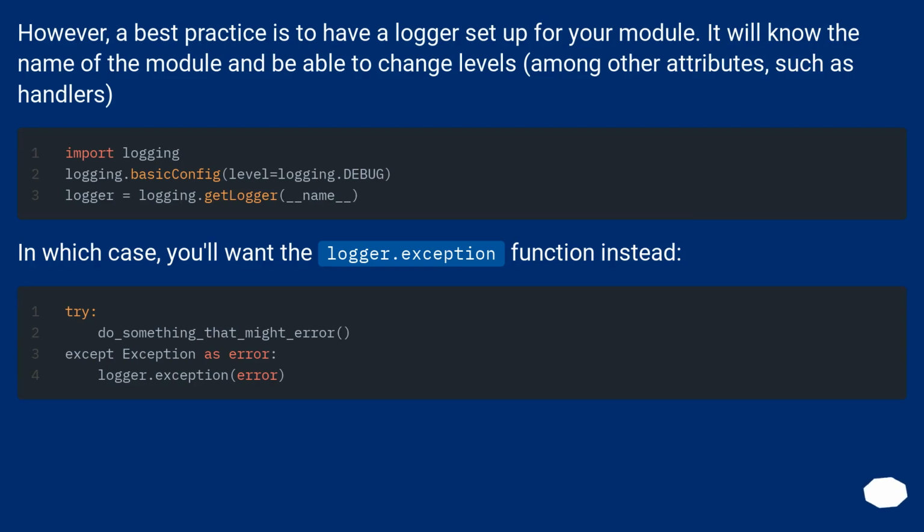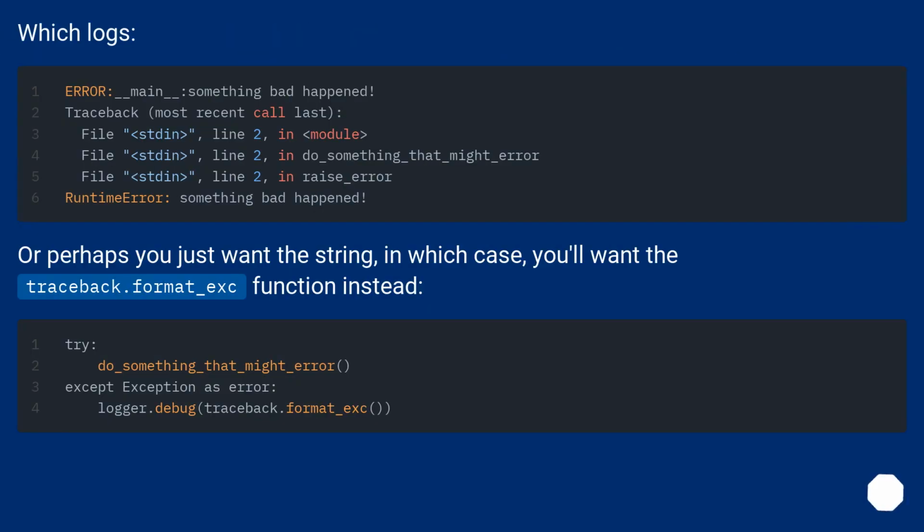However, a best practice is to have a logger set up for your module. It will know the name of the module and be able to change levels, among other attributes, such as handlers. In which case, you'll want the logger.exception function instead, which logs the traceback.